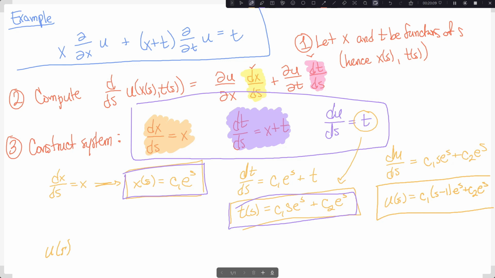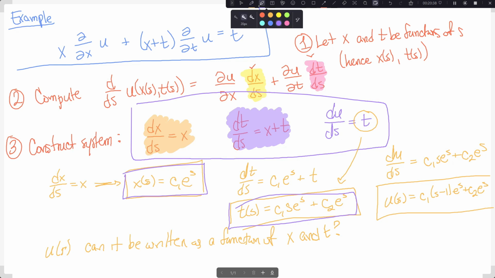I ask the question, can it be written as a function of x and t? So can I rewrite this function of s in terms of x and t? And the answer is yes. The answer will almost always be yes, but in this case it's yes because I'm a little bit clever.